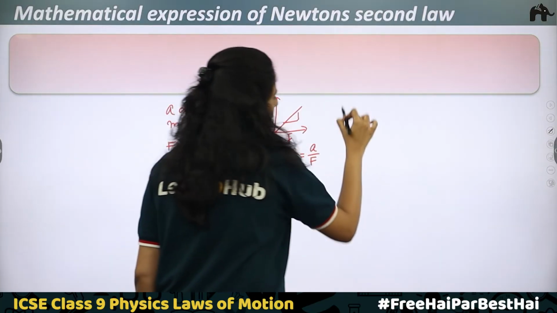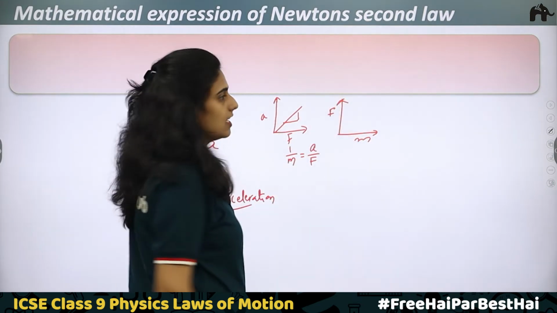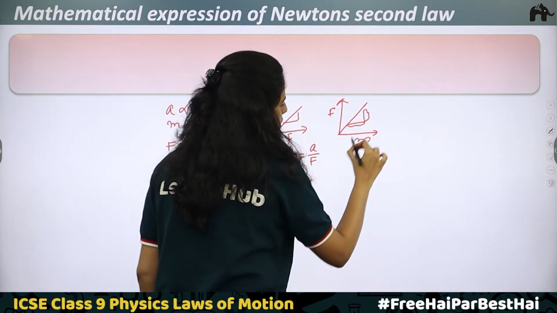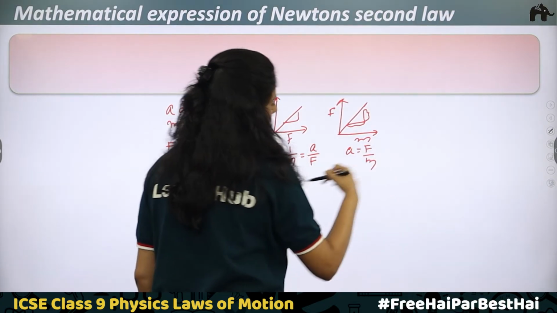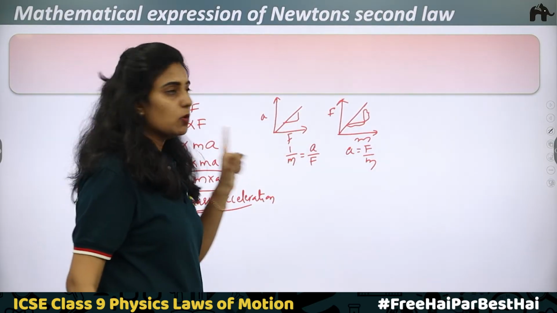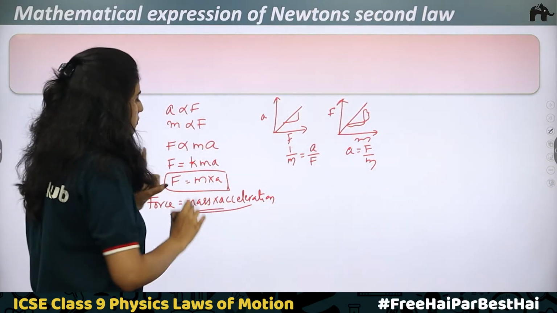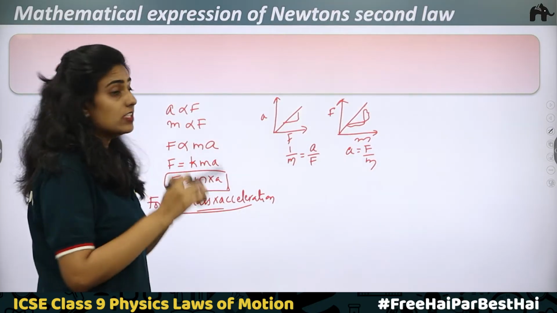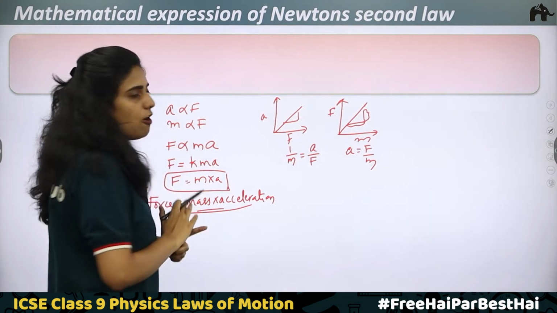In the second graph, we had mass along the x-axis and force along the y-axis. When you take the slope of this graph, here you have force, here you have mass, you will get acceleration equal to force by mass. When you take the slope, you will get the reciprocal of mass. So, we have the expression force is equal to mass into acceleration, which is the mathematical expression for Newton's second law of motion.